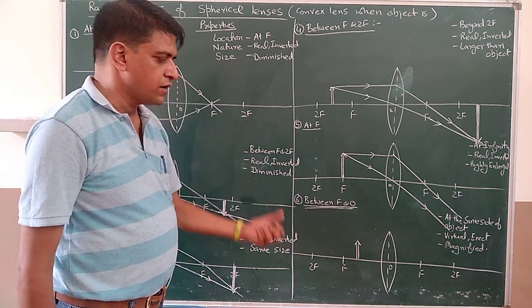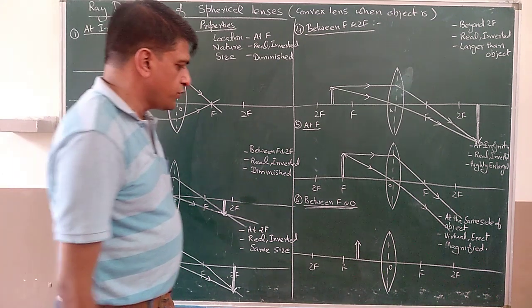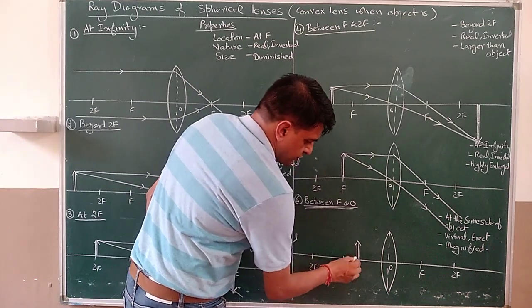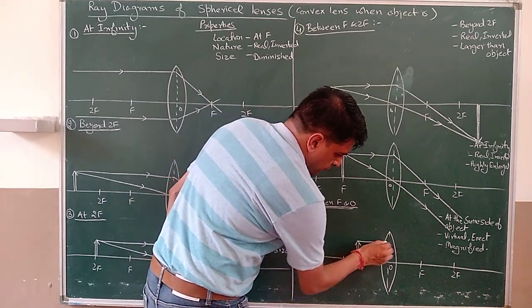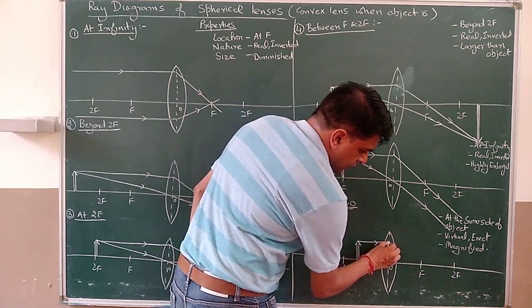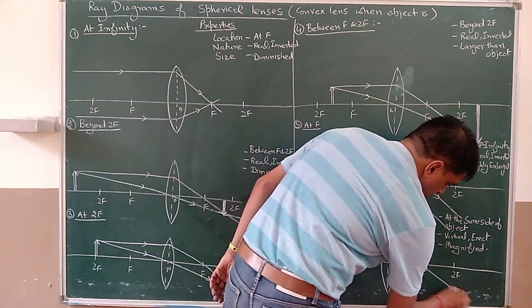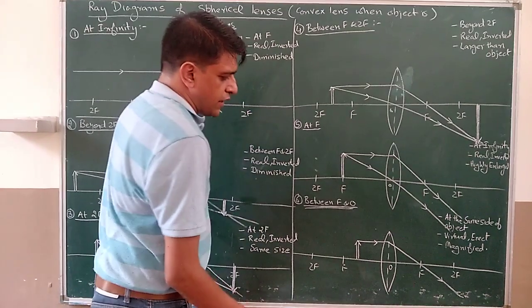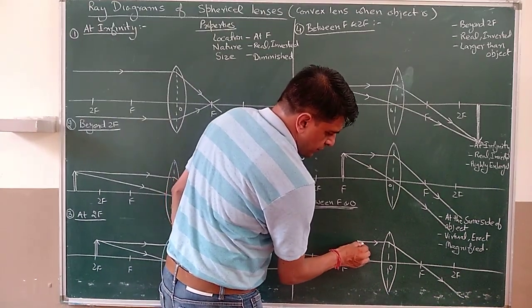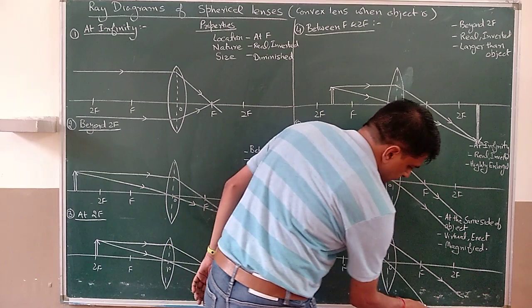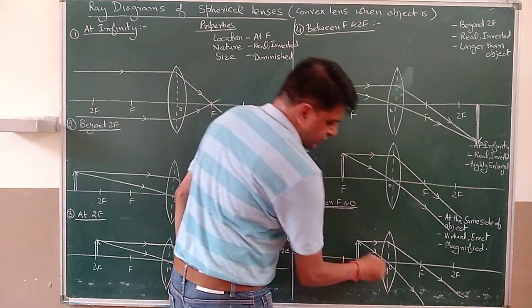Now, the most important image, that is between F and O. It is very important from the board point of view. The first light ray, if parallel to the principal axis, passes through the focus. And the second light ray, if it passes through the optical center, they will move like this.